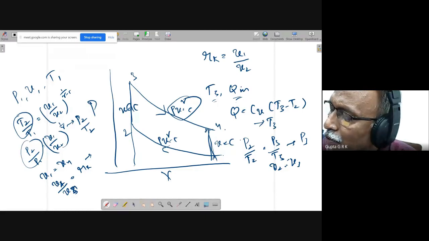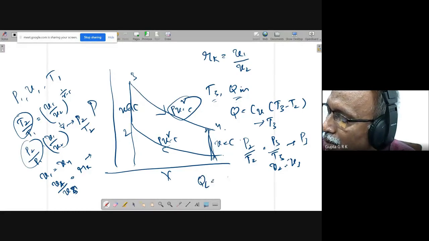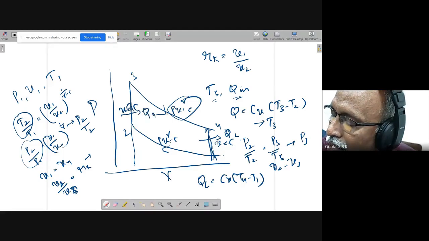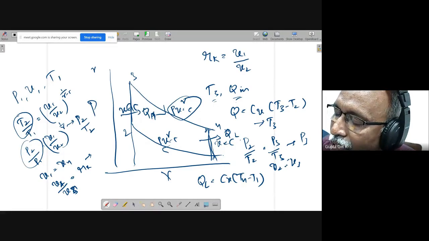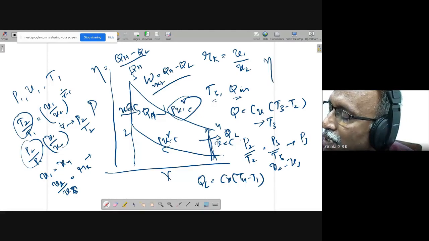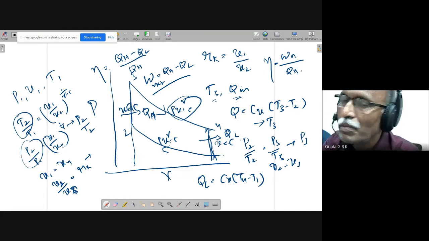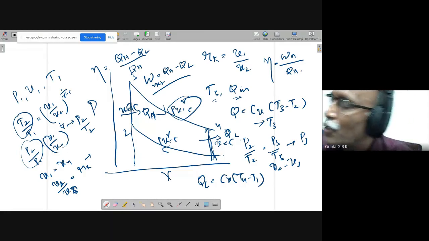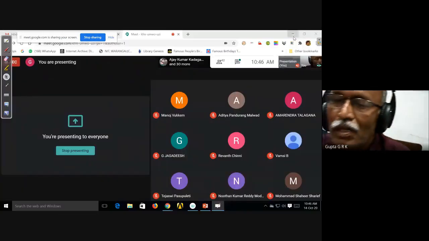And if you want QL, it is equal to Cv into T4 minus T1. This is heat released. This is heat input. And the efficiency is equal to QH minus QL by QH. Or if you are asked for work, QH minus QL is the net work. And if you want efficiency, it is Wnet by QH. So this is the simple way you can get it. If you want, I can show you the problem also.